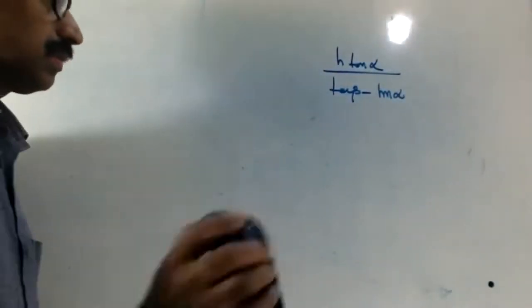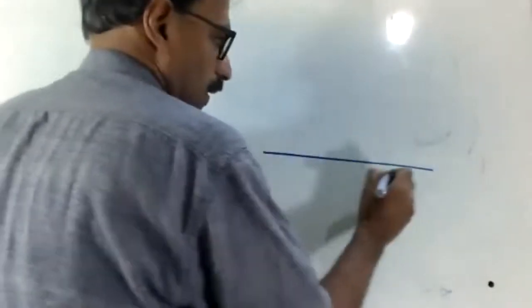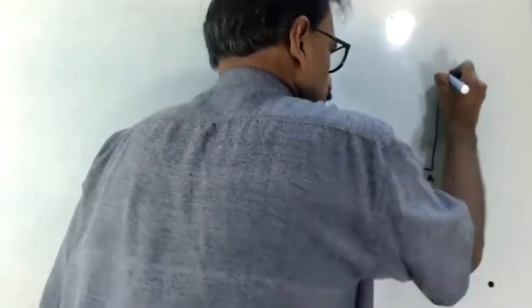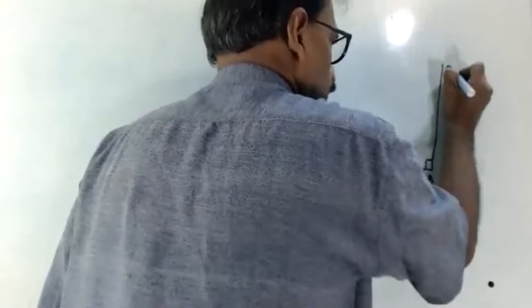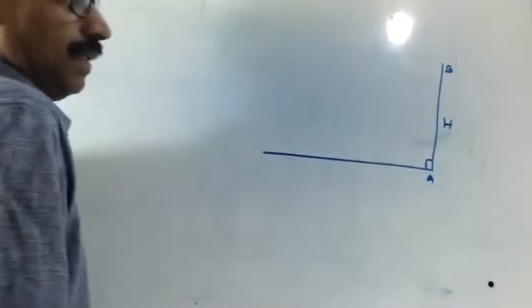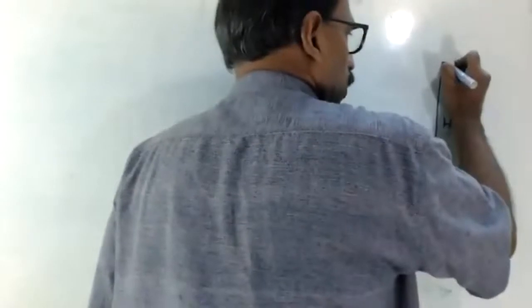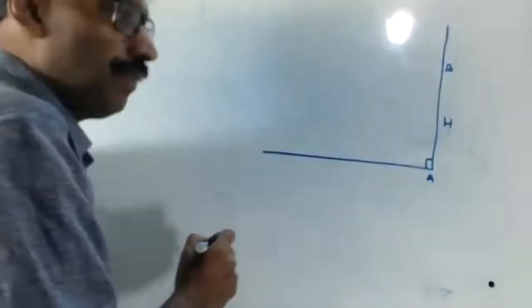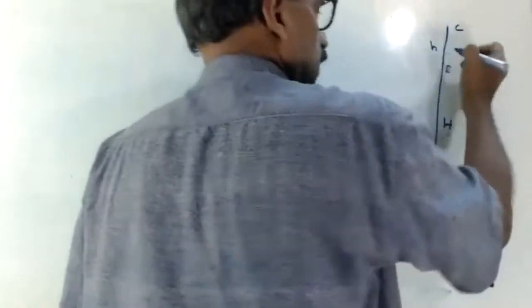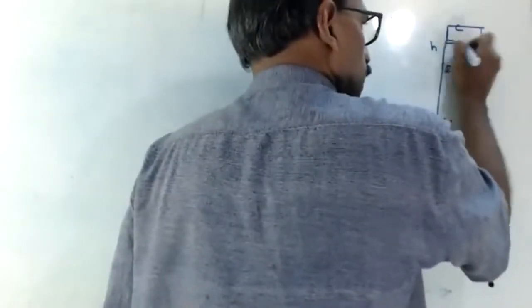Look here. First of all, this is the ground. This is the tower AB, of height, take capital H. Then, for flag hoisting, there will be a rod like this. That height is h, small h. The flag here. This is the flag.